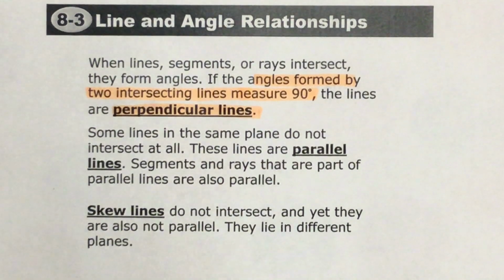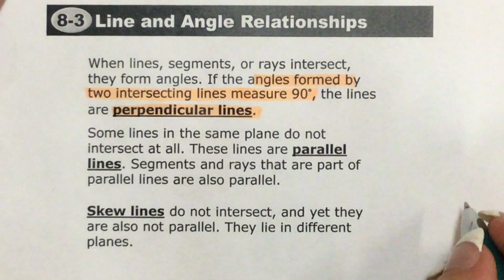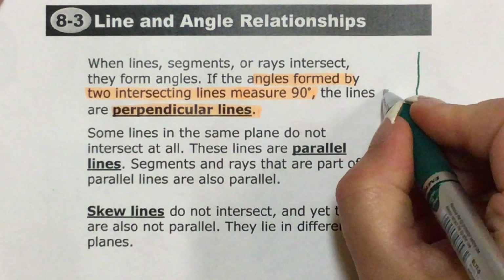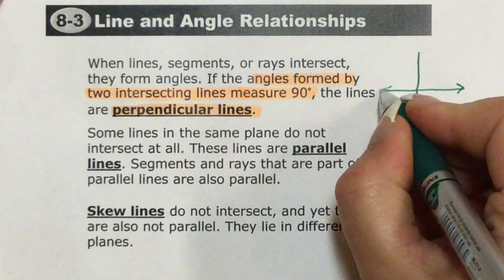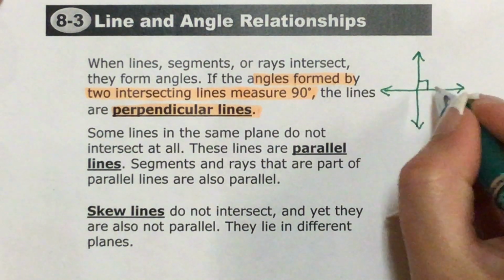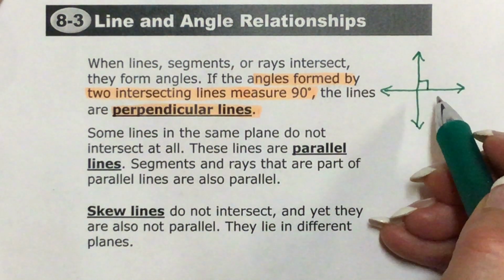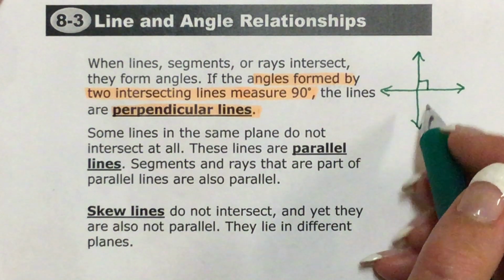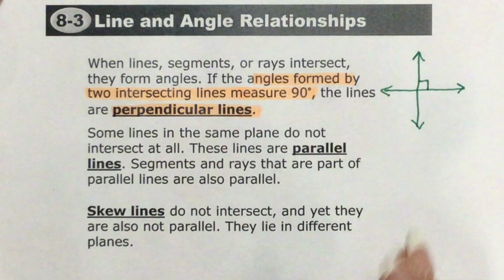An example of perpendicular lines would be something like this. We have a line here, we have a line here. Let me put my arrows on there. They intersect, and you'll see a little box like that, which means it's 90 degrees. This would be an example of perpendicular lines. Okay? All right. That's what perpendicular lines look like.